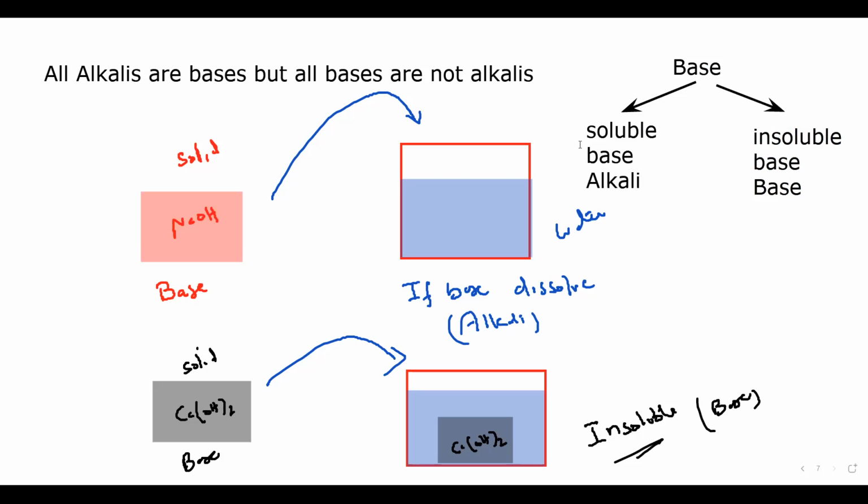So a base means a substance which contains hydroxide ion, or accepts protons, or is an oxide. We call them a base. But if it dissolves in water, if it mixes in water, we call them an alkali as well. We can say base or we can say alkali. But if it does not mix with water, we simply call them a base. Is it clear, this example?